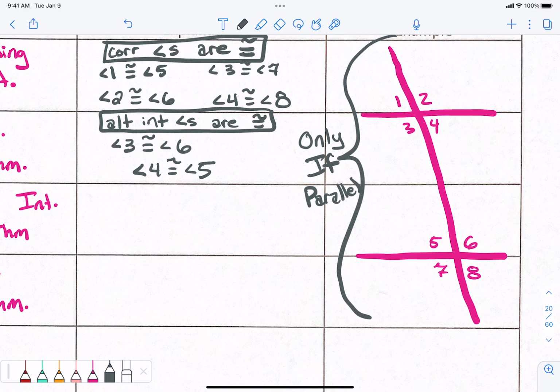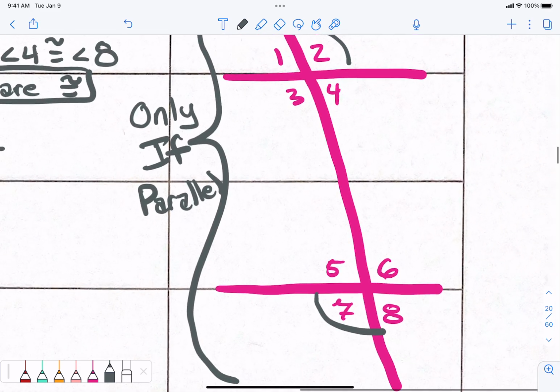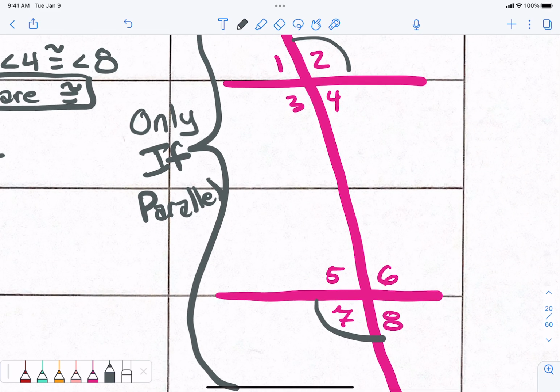Alright, I'm going to skip down to the fourth one. Let's talk about the alternate exterior ones. So give me a set of alternate exterior. 2 and 7. Okay, let's talk about 2 and 7. What's true about 2 and 7 if those lines are parallel? The same. They're the same.